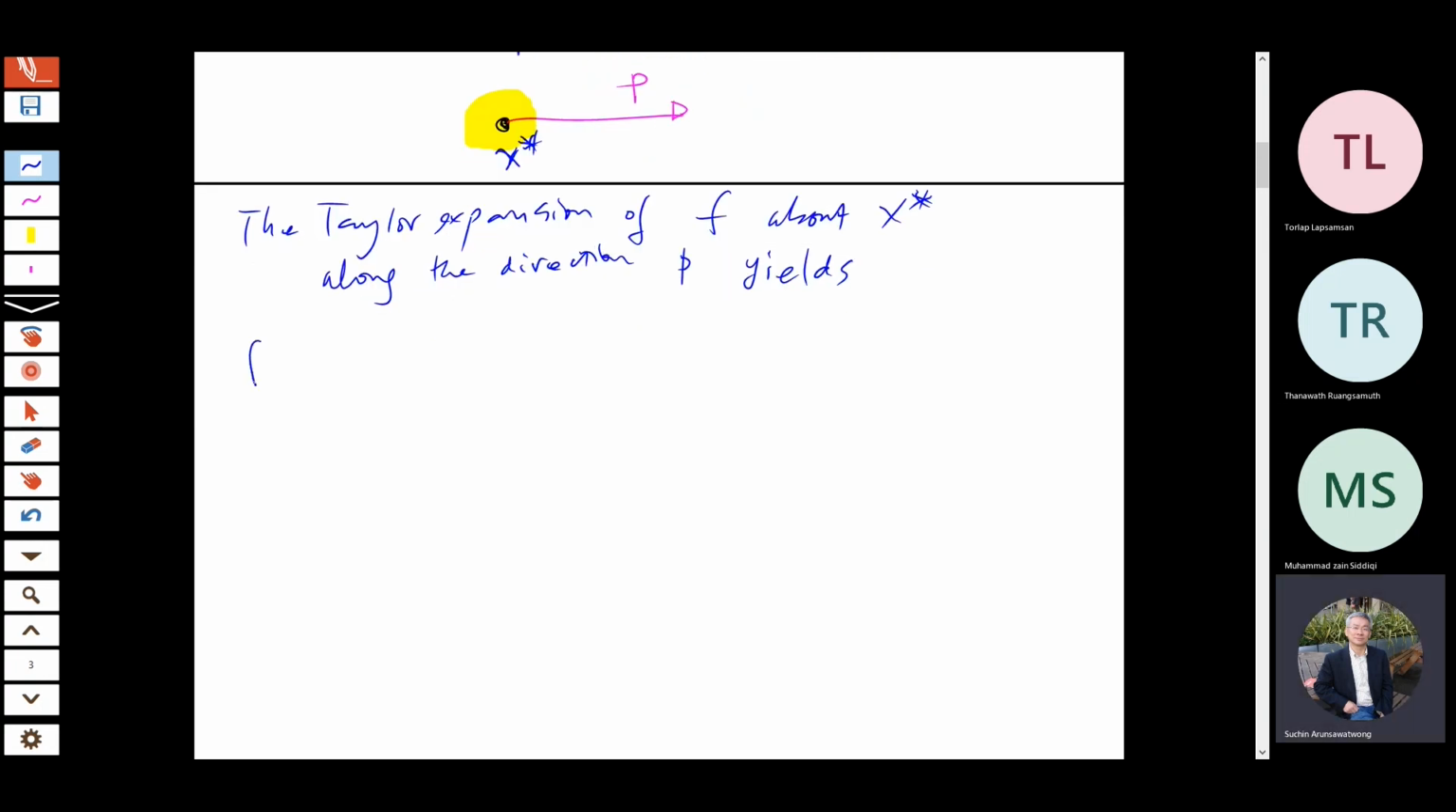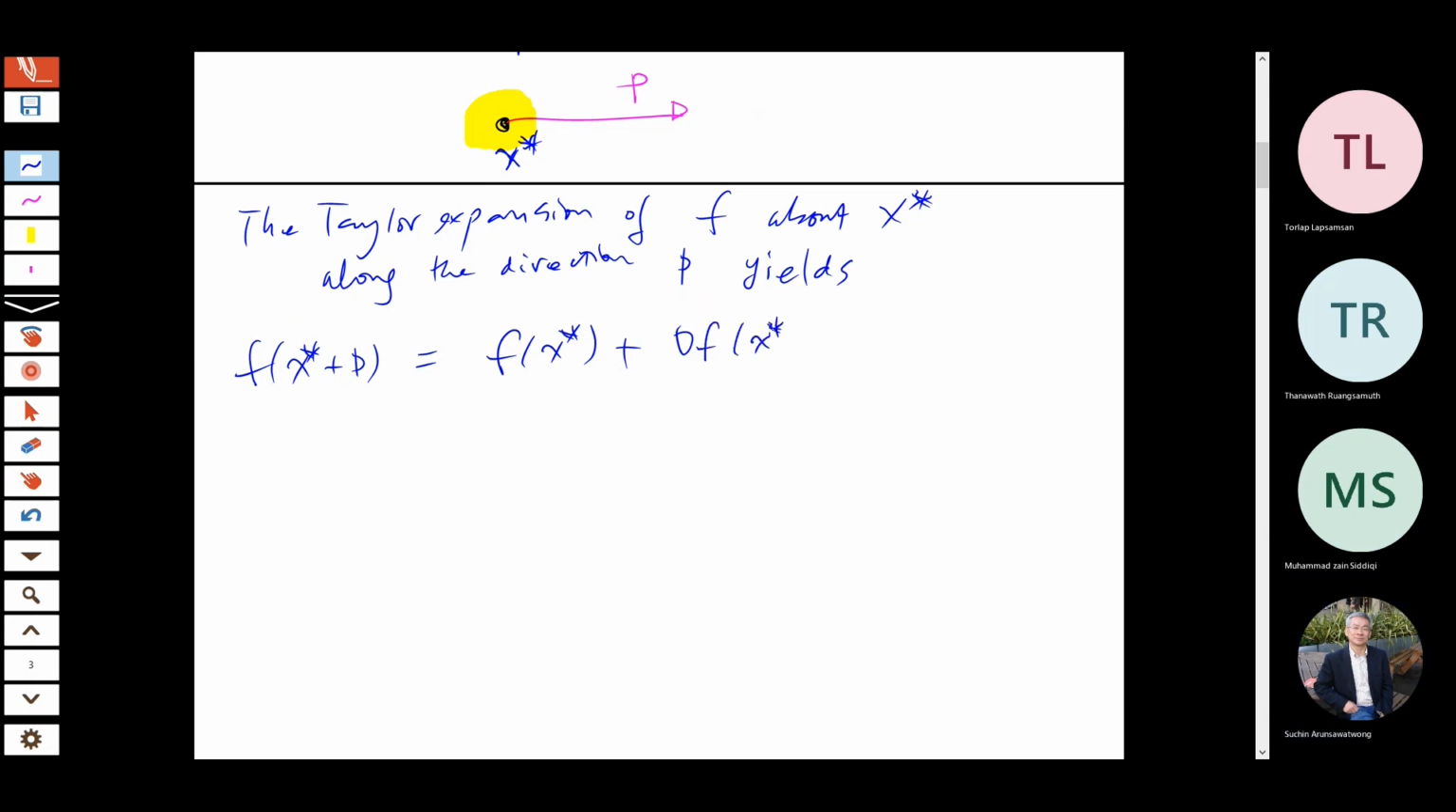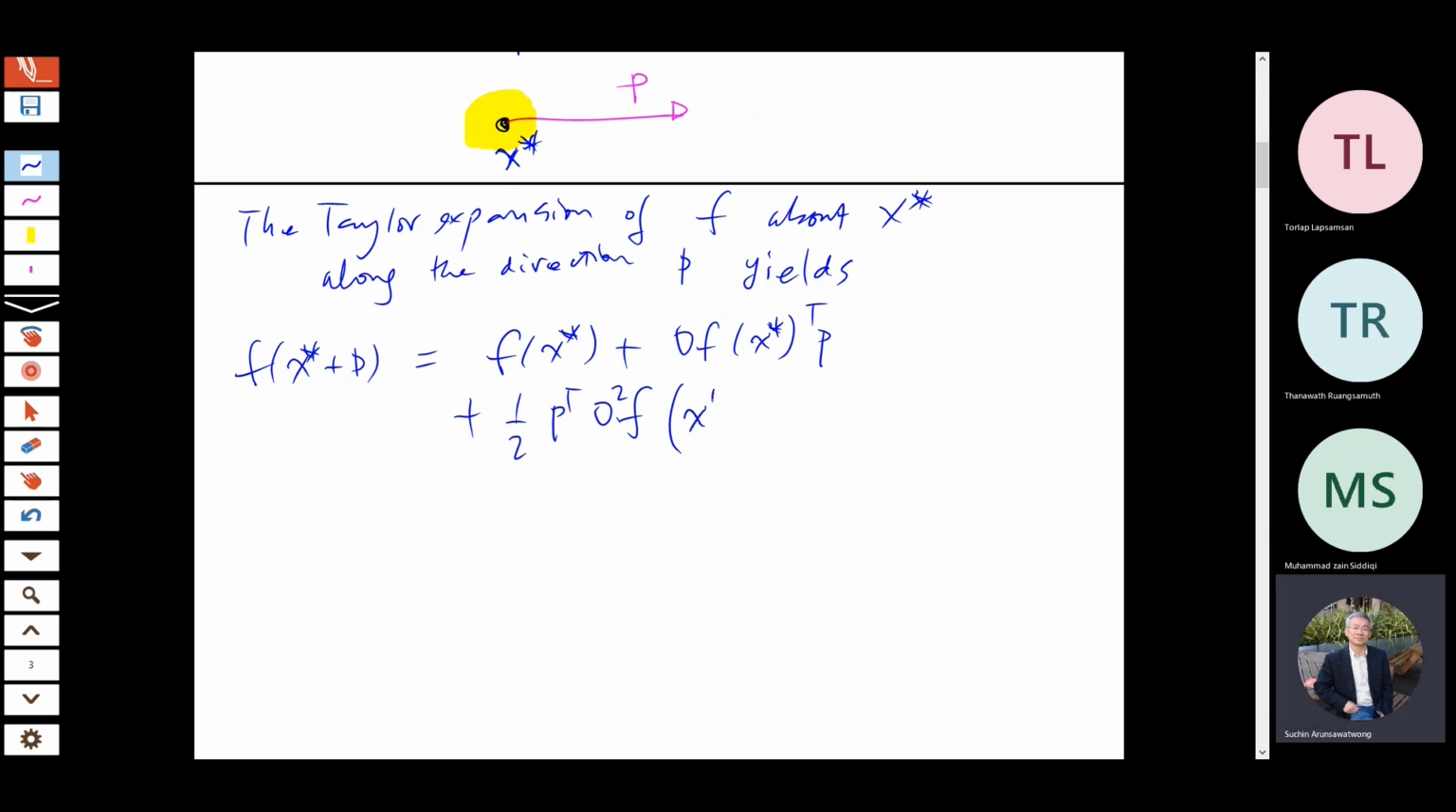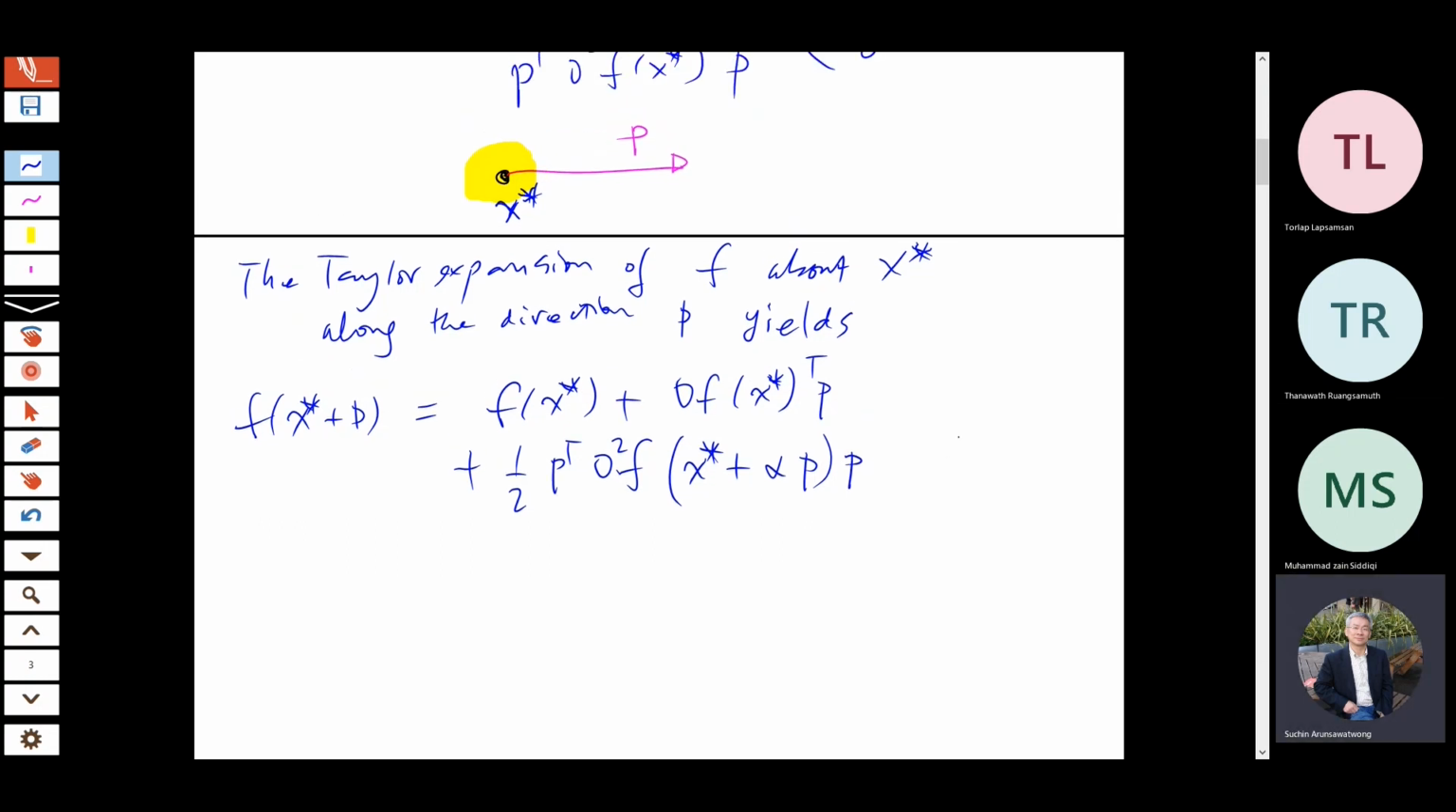We use f of x star plus p, which is f of x star plus the gradient of f at x star transpose p, plus 1 over 2 p transpose times the Hessian matrix at x star plus alpha p, times p, for alpha a constant between 0 and 1.